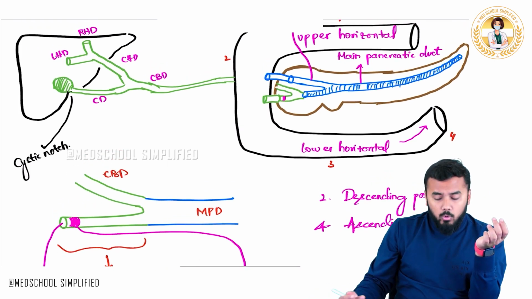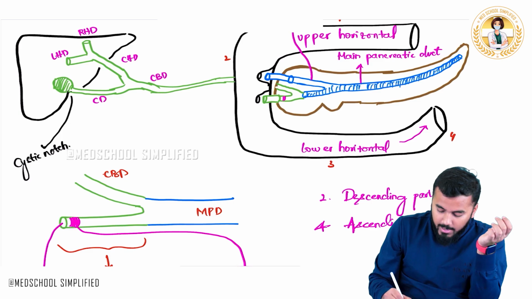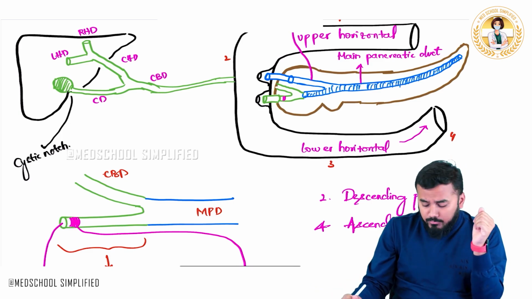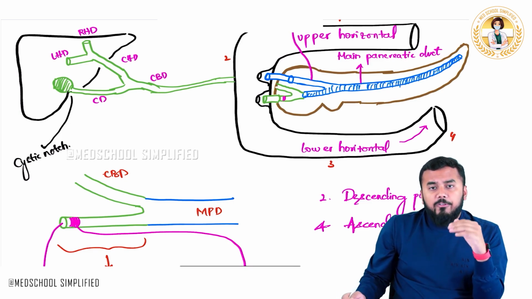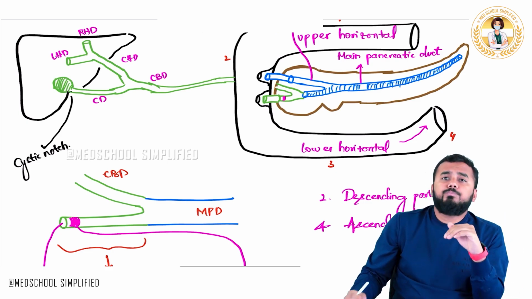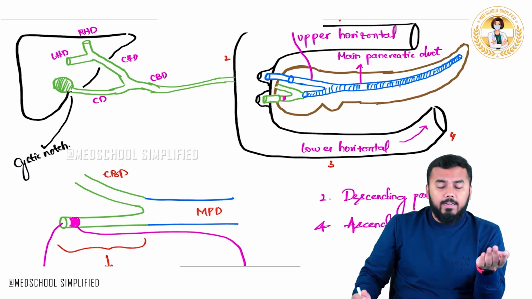But they don't directly open. Actually there is something called papilla. You see, there is something called a papilla like this. This papilla allows the opening of that. So what are these two papillae guys? One papilla is below where the main pancreatic duct is opening, right? The hepatopancreatic duct is opening. And one papilla is above where the accessory pancreatic duct is opening.